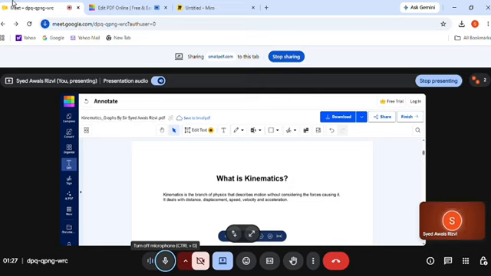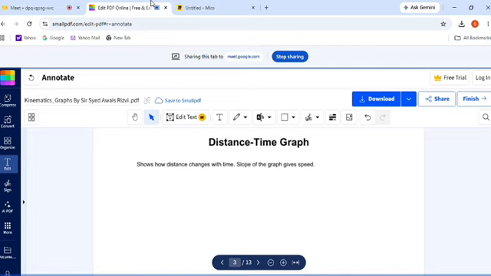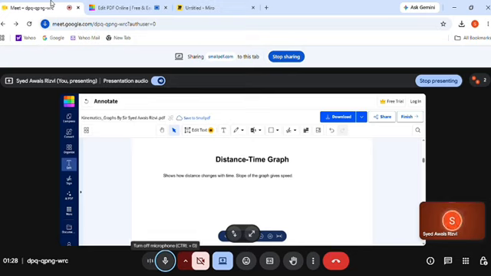So here our topic is about kinematics. We will focus on the motion without knowing the cause, or the motion without the effect of the forces. We will not consider the forces that cause the motion. As the topic is kinematics graphs, we will discuss two types of graphs, the distance time graph and the speed time graph. Now let us explain and discuss the two types of graphs. First of all, we will discuss the distance time graph.